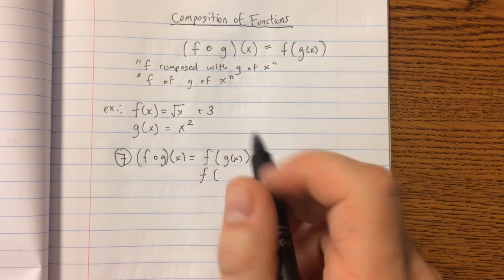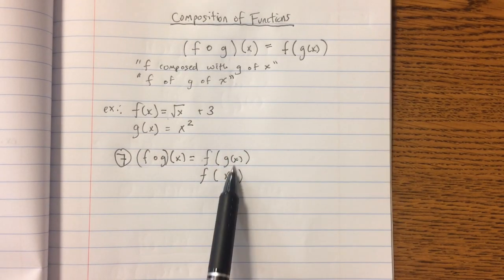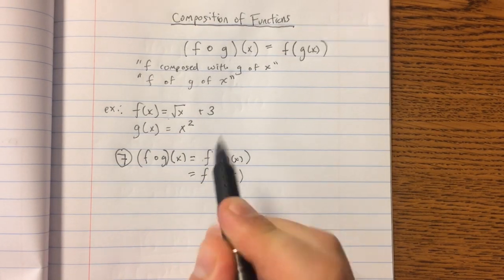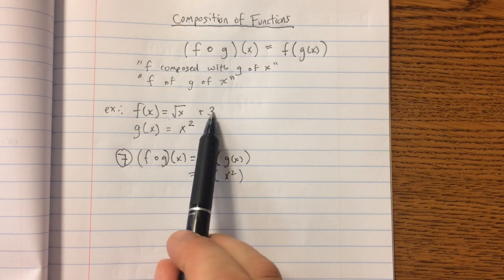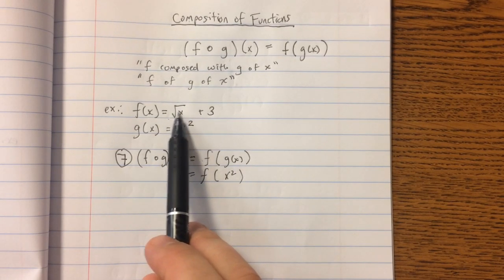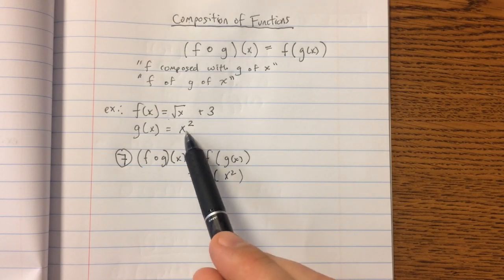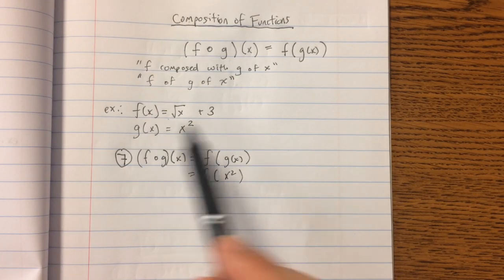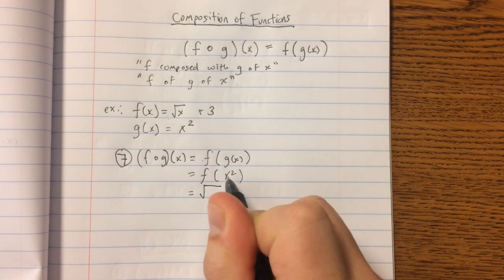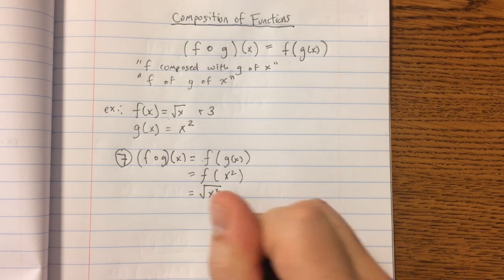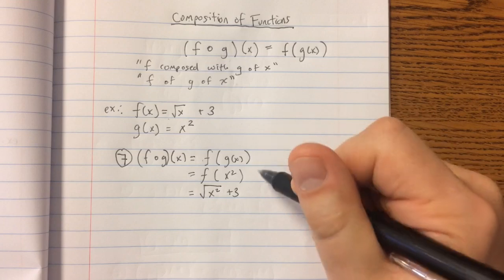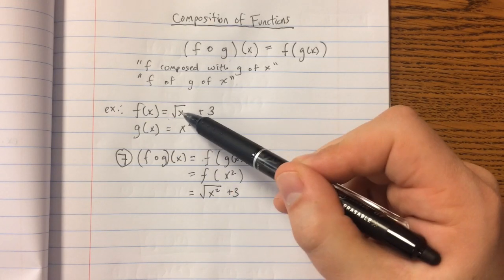So G of X is equal to X squared. That X squared is what we're going to substitute into F. So basically what you'll do is rewrite the expression that F equals square root of X plus 3, but instead of writing X, you're going to replace every instance of X in F with X squared, because that's what G is. So that would be the square root of, instead of X, we're going to write X squared plus 3.